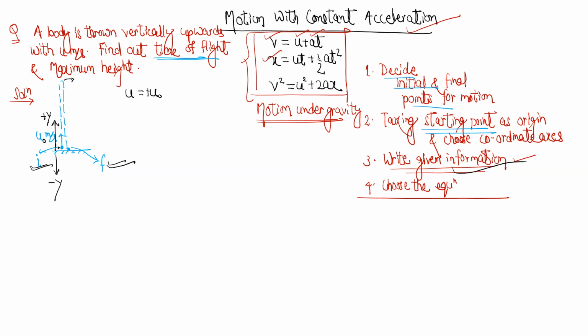Root 2 gh? No, it's not even root 2 gh. What is h? I have not spoken anything about h here. Actually, to be safe, here final velocity is not given. Here final velocity is not given, isn't it? Yes, sir.